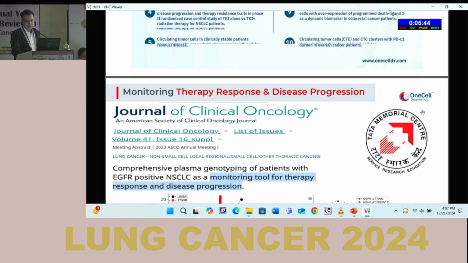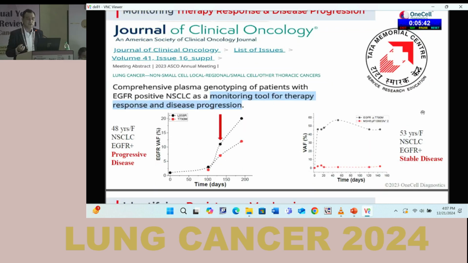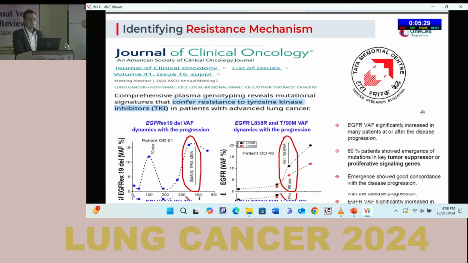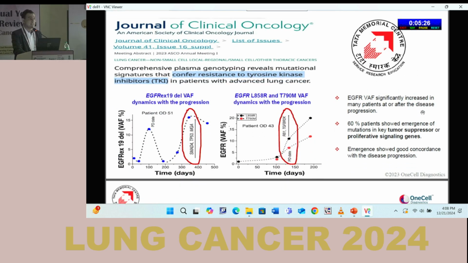So some of the studies, one of them was, how can we use the liquid biopsy to monitor the disease progression or monitor the therapy response? This is one of the examples of how we are able to identify the progression much before it could be captured by PET scanning. And second was, can we identify the resistance signatures and how they correlate with the imaging technique?